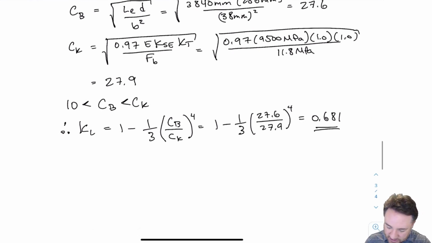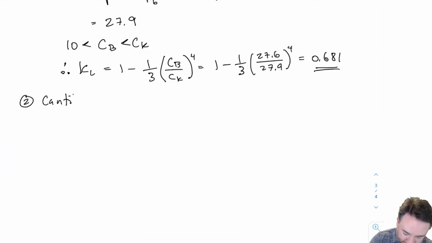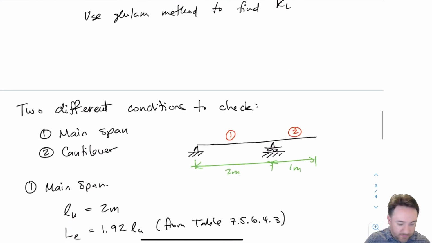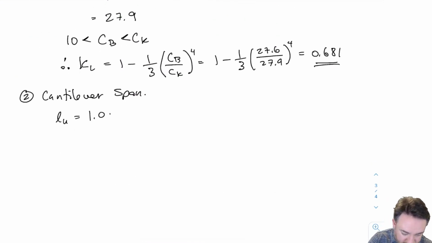But first, let's do the same process for the cantilever span, which is the one on the end. And for this one, my LU is going to be 1 meter because it's this span over here. The length of that span is 1 meter. So this is 1.0 meters.